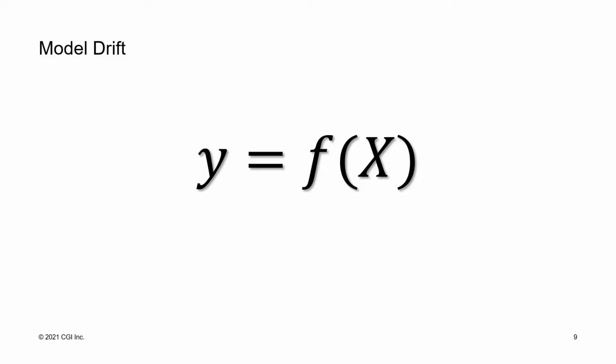So model drift is comprised of two types: data drift and concept drift. Data drift happens when properties of the independent feature variables change over time. So these are the inputs to our machine learning models. Since our model did not have any of this drifted data in the training set, we're likely to see a decline in model performance because we're asking our function to approximate outside the domain that it has seen.